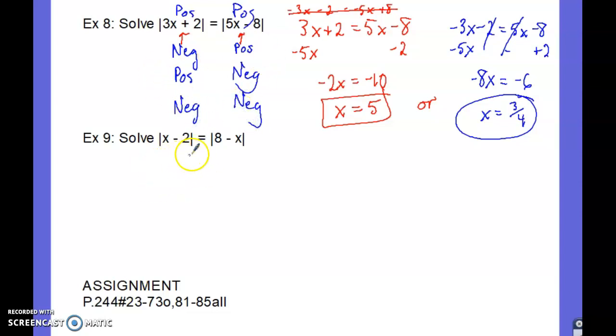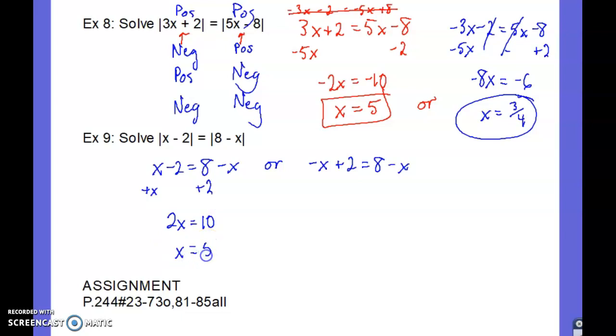So let me just show you with this one. Sometimes I just leave it alone, and then x minus 2 equals 8 minus x. Or negate one of them. I usually negate the one on the left. Leave the one on the right alone. So as I add x to the left side and add 2 to the right side, I get 2x is equal to 10. And when I divide by 2, I get x equals 5. But then on this one, as I add x to the right side, everything cancels. And I get 2 equals 8, which is not true, so this is sort of a moot point.